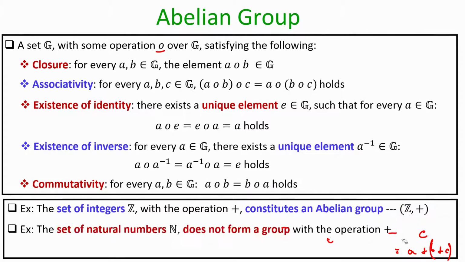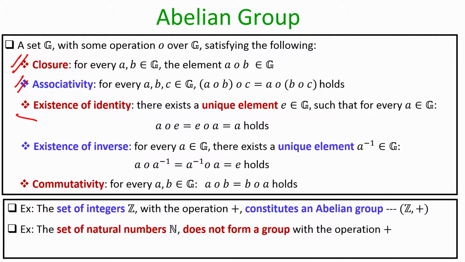Now, let us see whether the set of natural numbers, which I denote by N, along with the operation plus constitutes a group or not. So, it satisfies the closure property. If you take any 2 natural numbers and add them, you will get a natural number. The addition operation satisfies the associativity property over the set of natural numbers. The problem here is that you do not have the identity element, right, because you do not have the element 0 present in the set N.